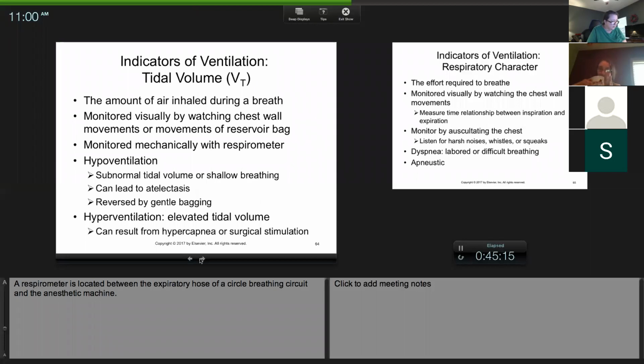Remember the difference between rate and character. Rate is just how many times they are breathing. Character is, remember that IE ratio. If it's a 1 to 2 or a 1 to 3, that's normal. If it's inverted, that's an inverted IE ratio, which indicates increased effort. So how much abdomen are they using? How much effort?